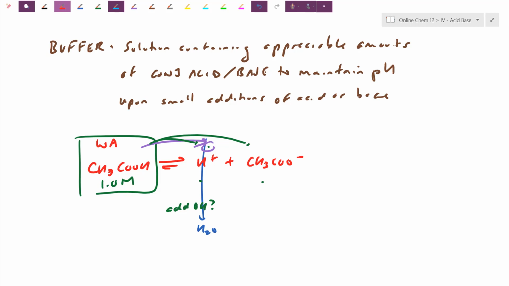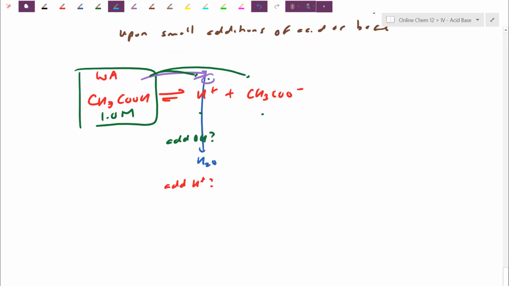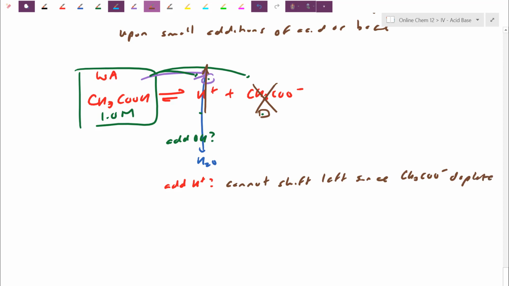However, if I actually add H+, let's say the next time you have an acidic beverage, something like that, suddenly the H+ wants to go up. We want to actually shift to the left. Unfortunately, we didn't have a lot of acetate ions. Once the acetate ions run out, if you add a bunch of H+, that's just going to stick around. The pH is going to drop all of a sudden. So we're limited, we cannot currently shift left since the acetate depletes. Okay, it's gone, right?